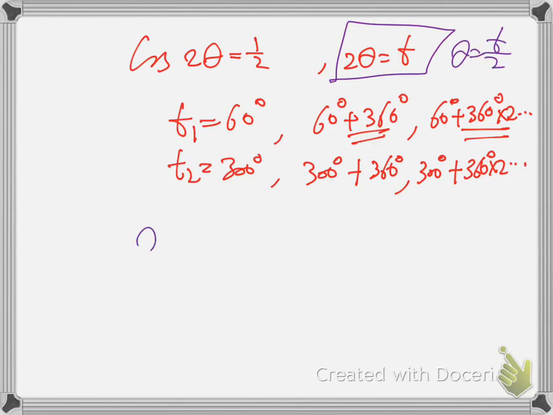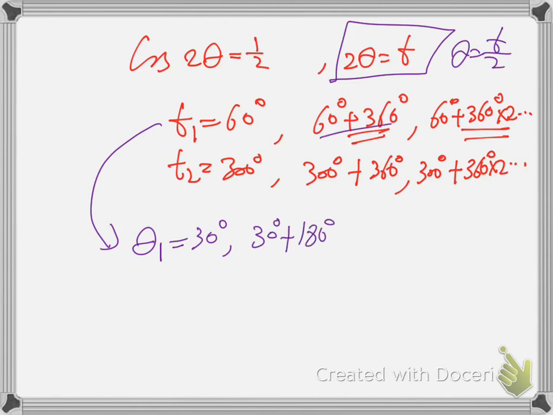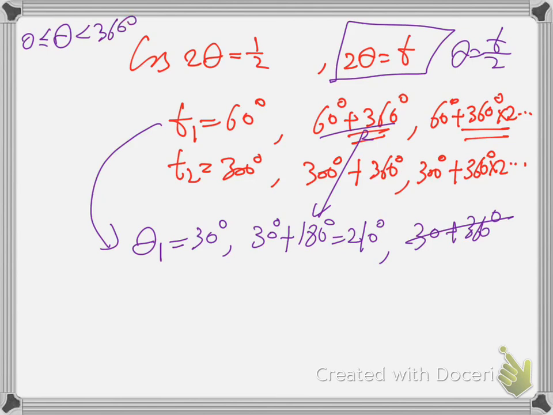So for our answer, theta 1, this is divided by 2, so we got 30. And this 30 plus 180. 360 divided by 2 is 180, so this divided by 2 is that, right? Yeah. So we got 210. So the next one is 30 plus 360, then it's too big. Okay, so we want all the solutions between 0 and 360. Okay, so now T2 divided by 2.